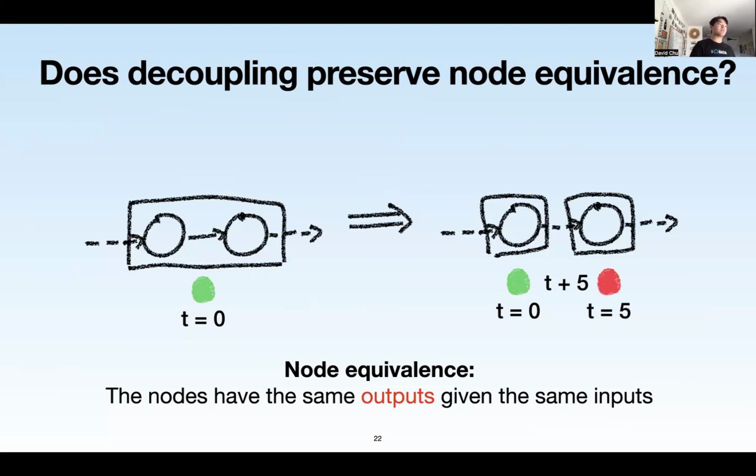Then the second node will receive that by time 5 and then output it at time 5. So we have a problem here, right? 5 is not equal to 0. So decoupling did not preserve node equivalence. Okay, but what if I say that's okay, right?